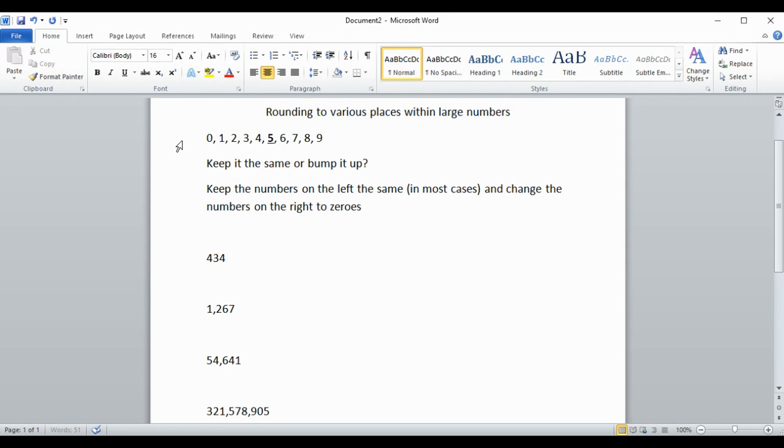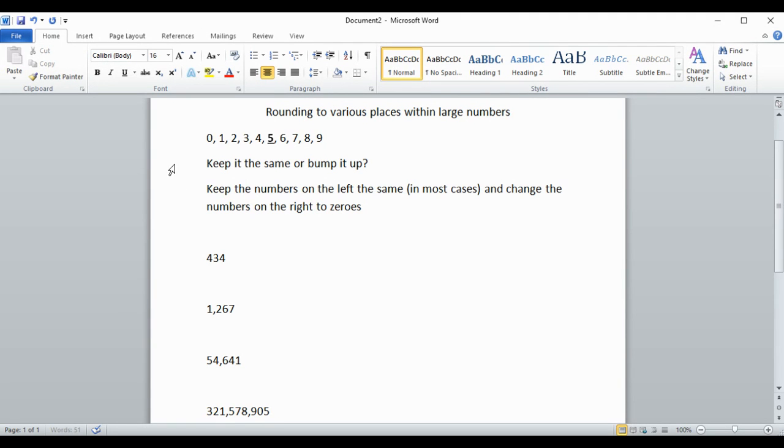I have the digits 0 through 9 typed out here, and 5 is underlined and bolded. Because if you make it to 5, or if the digit's 5 or above, then you are going to bump it up. It's kind of like the 5 is the top of the hill of a roller coaster. If you make it to the top, you definitely want to keep going. If you're not up to the top yet, you're going to keep it the same.